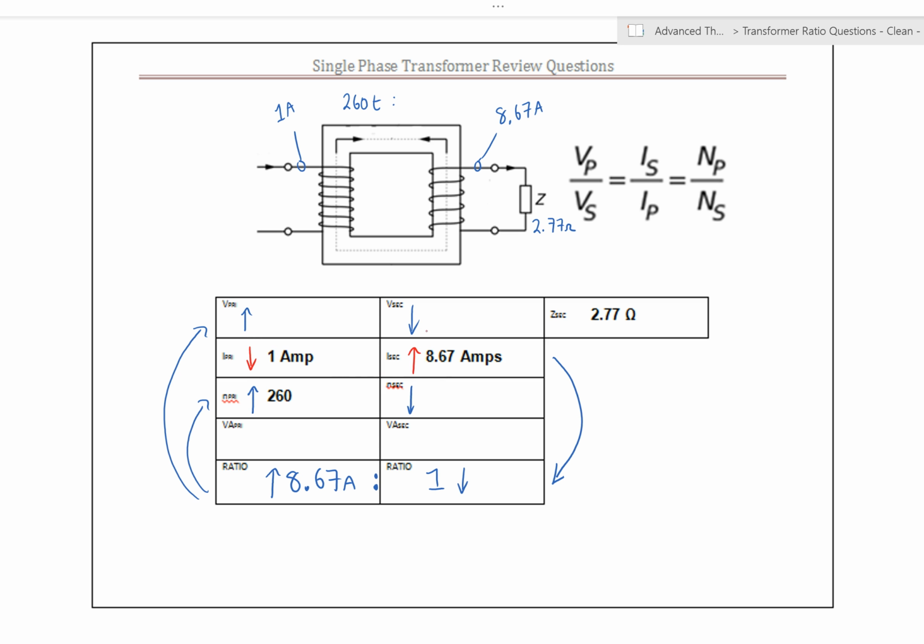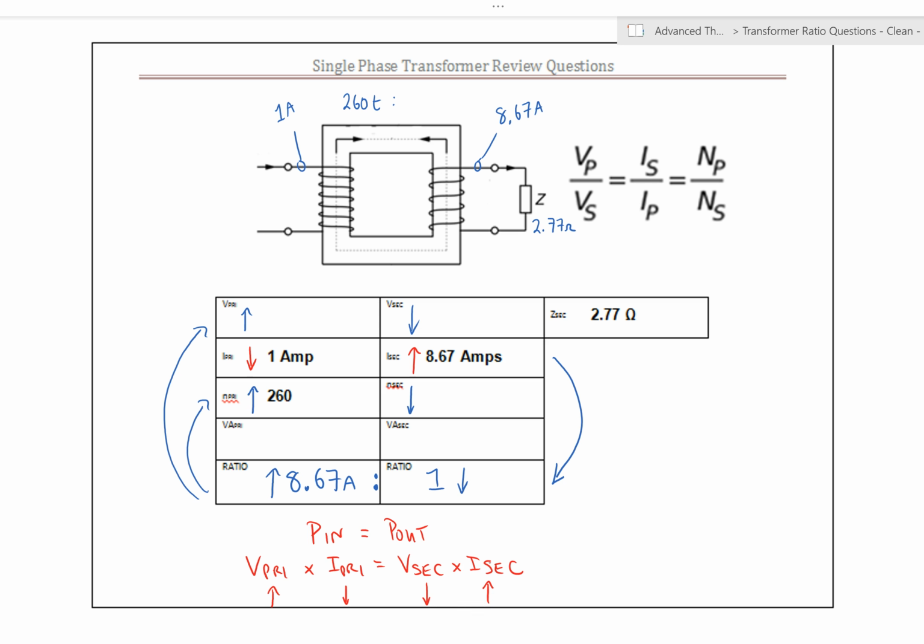And that is because power in is supposed to be equal to power out, meaning that our V primary times I primary should be equal to V secondary times I secondary. Right, so if we have, in this case, a higher voltage and a lower voltage, then the power has to be the same. So our current has to be lower and higher on the secondary there. Okay, hopefully that makes sense.